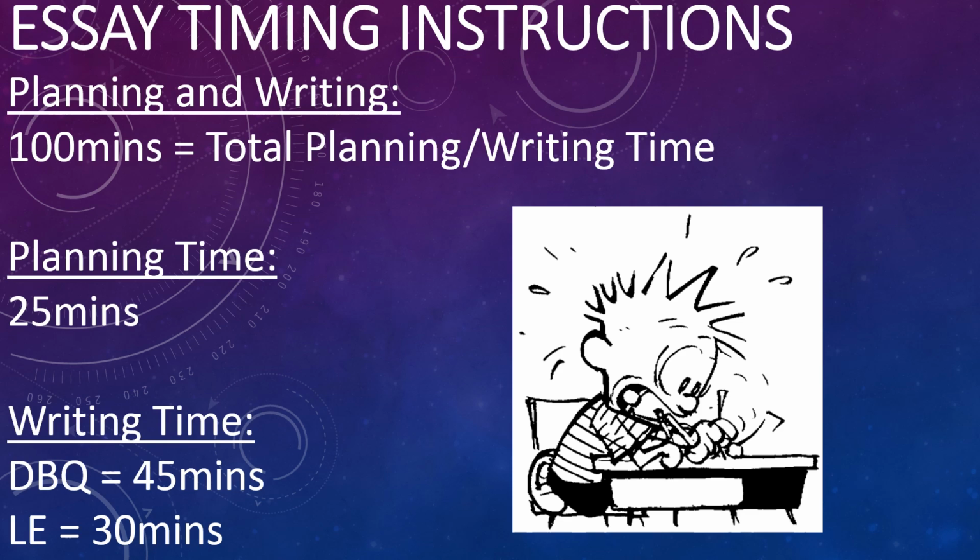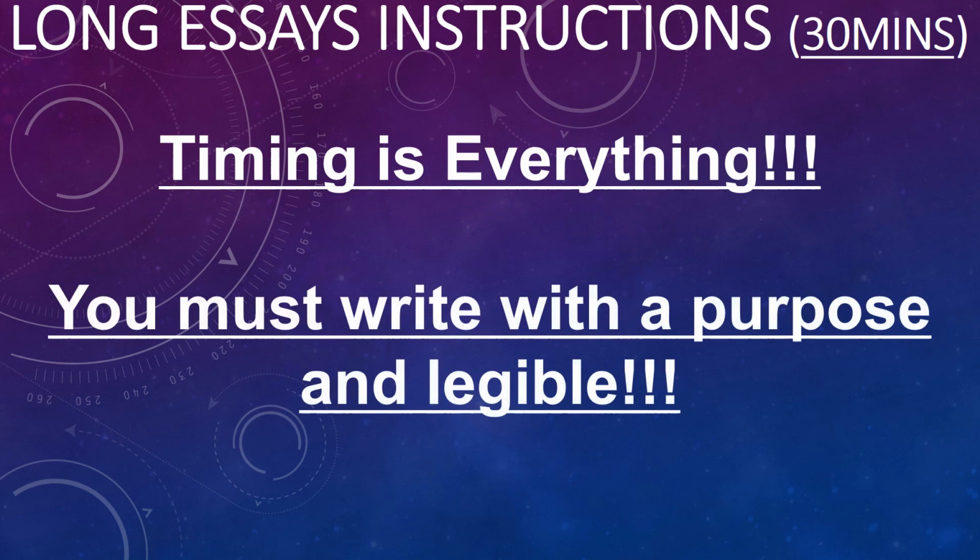Below you can see the writing time. If you do use 25 minutes planning time, you get 45 minutes to write the DBQ and 30 minutes to write the long essay. Timing is everything. You must write with purpose and be legible on this particular essay. There are many essays written every single year that are very difficult for us to read, so I recommend that you write as legibly as possible.